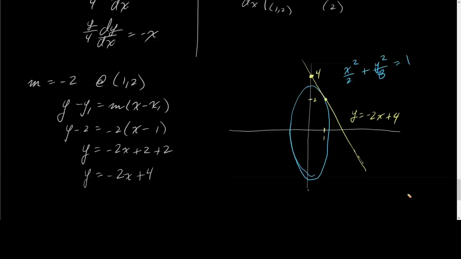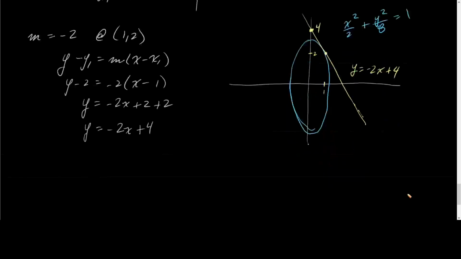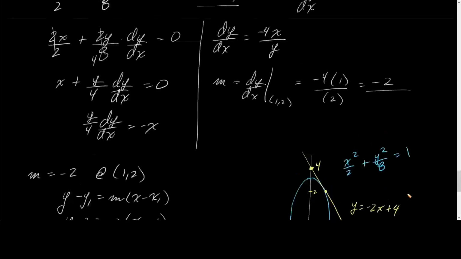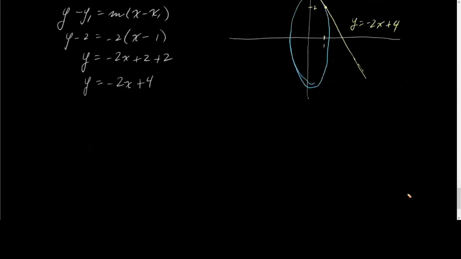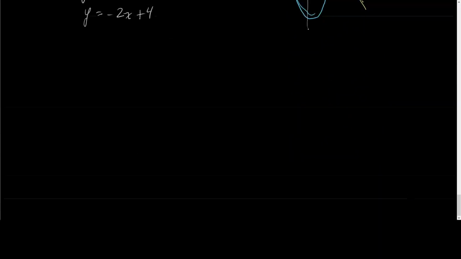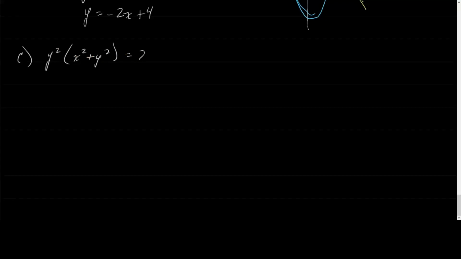Okay? So let's do another example. All right? So that was example B. So example C. Let's say that I had, so semi-tech instructions, but now I've got y squared times (x squared plus y squared) is equal to 2x squared, and now we're doing it at the point (1, 1).